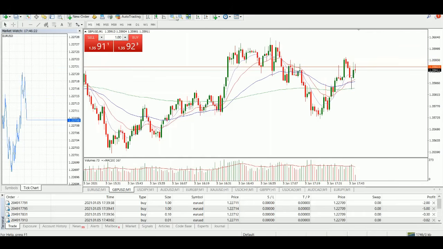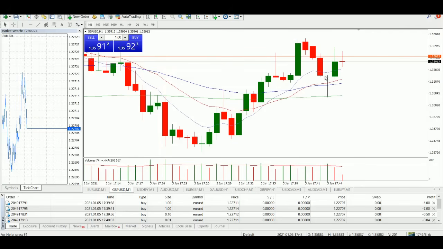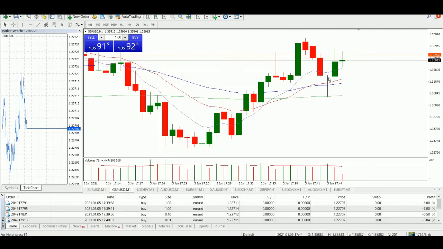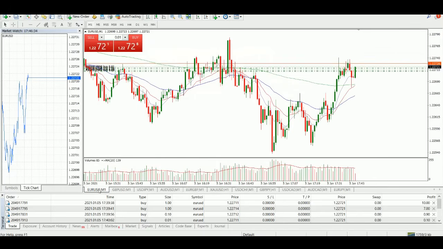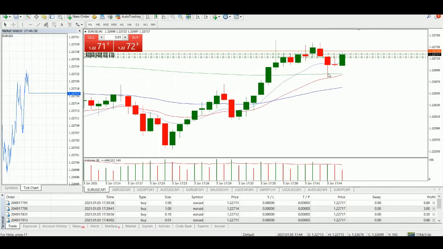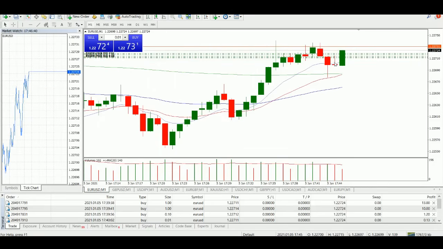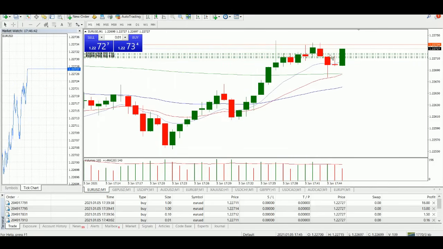Okay, so here take a look at this hammer. The price tried to retrace but was rejected there, and from here price bounced off again, and we are going up again. Also on euro dollar, that's it. Take a look at the price action. Rejection here, inverted hammer, and price started to go up. So it was rejected on the first support area.